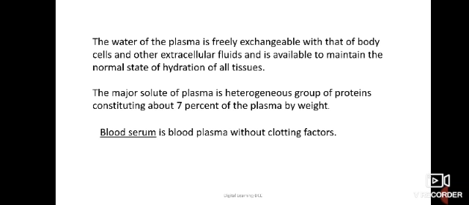The major solute of plasma is a heterogeneous group of proteins constituting about 7% of plasma by weight. You might have heard of serum, blood serum. The difference between blood plasma and blood serum is that plasma contains clotting factors, blood serum has no clotting factors.